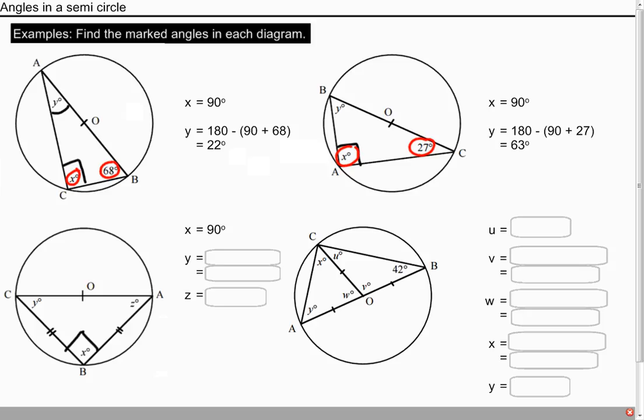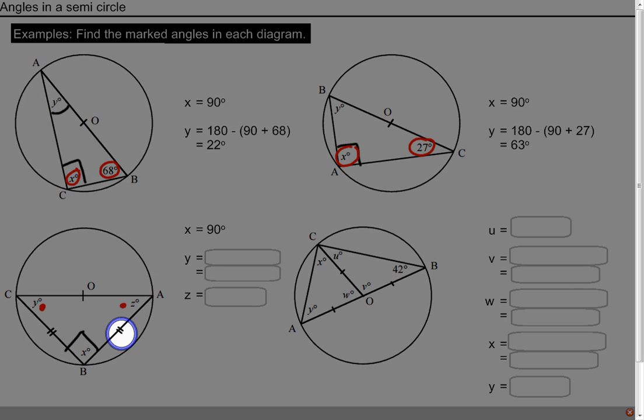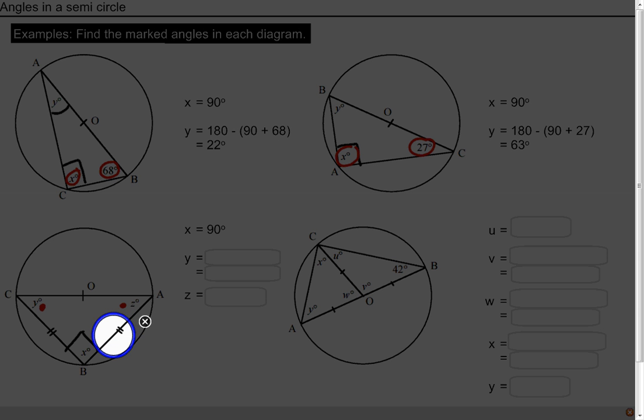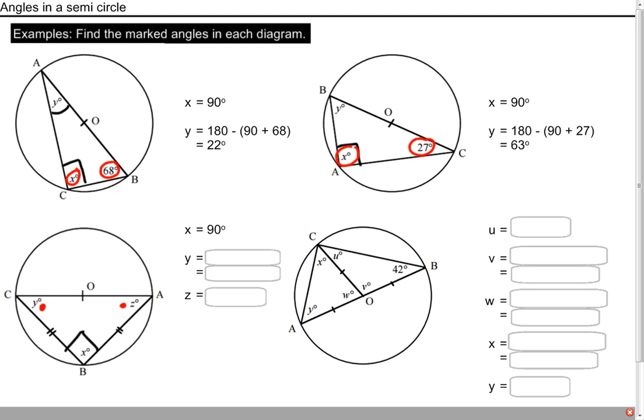Well, apart from the fact that these are equal, how do I know they're equal? Well, I've got this pair of dashes here on that side, and I've got that pair of dashes there. This is telling me AB and BC are equal. I've got an isosceles triangle.